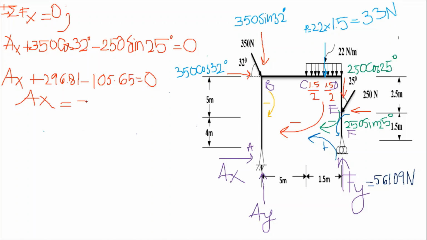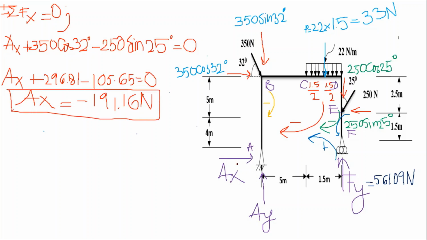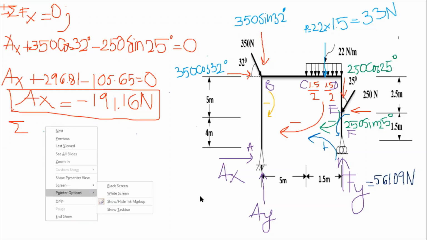So Ax is coming out to be negative, minus 191.16 Newton. So if it is minus, whatever the direction we have supposed, it was wrong. So its direction is towards the left-hand side. So now we are going to move on to sum up. Let me take another pointer color. Let me take light blue.